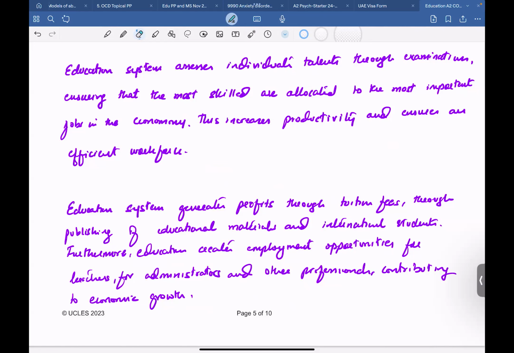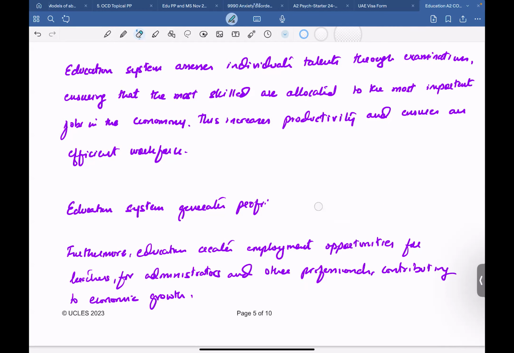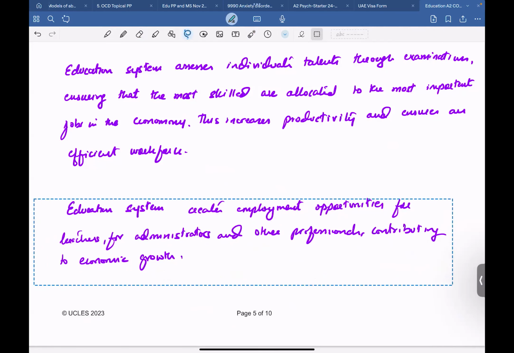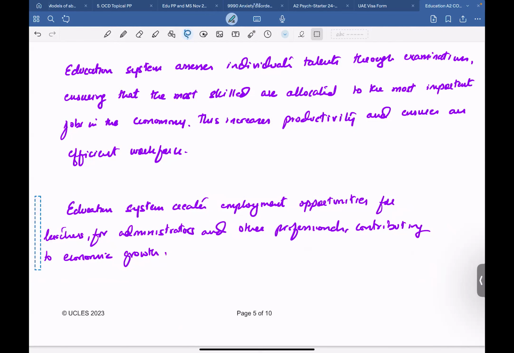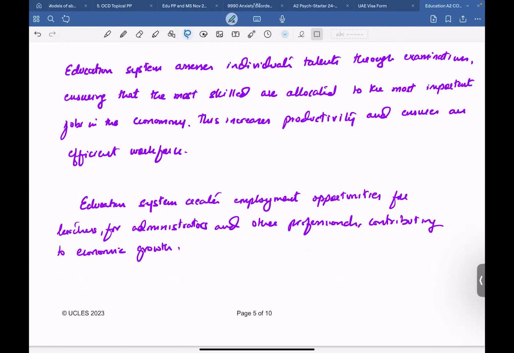The education system generates profits through tuition fee, through publishing of educational material and international students. Or I could simply write the education system. I'll just remove this part. The education system. Let me just do it for you so that you know how it actually happens. Yeah, the education system creates employment opportunities. As simple as this. You do this, you're again getting a 4 out of 4. There's no reason that the examiner would cut a mark.